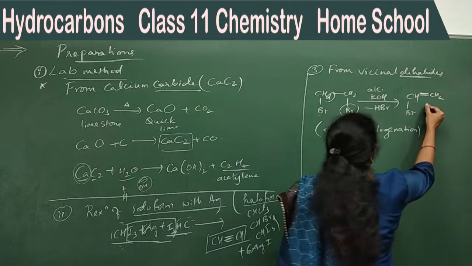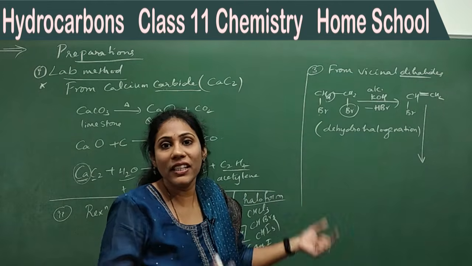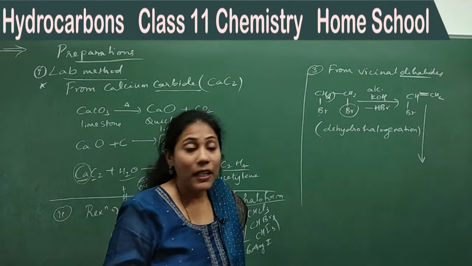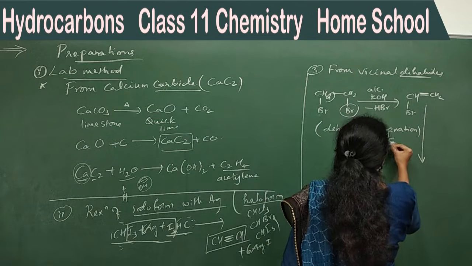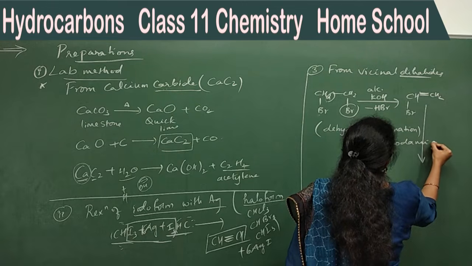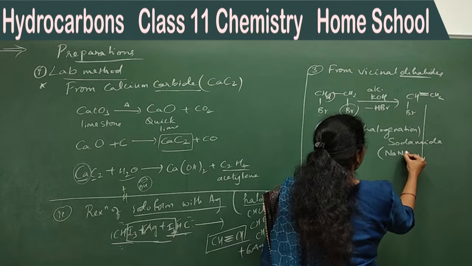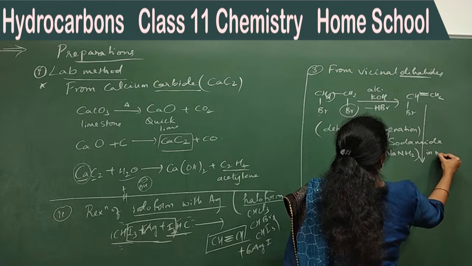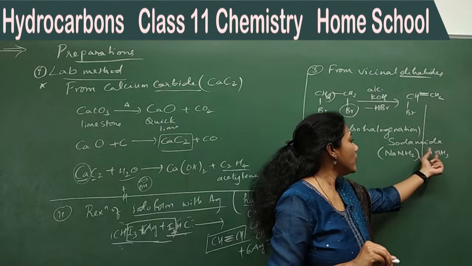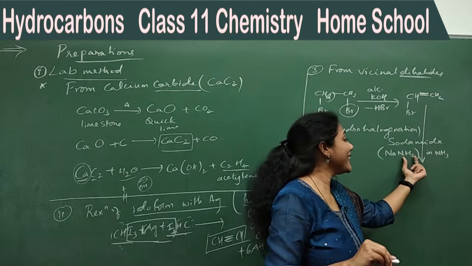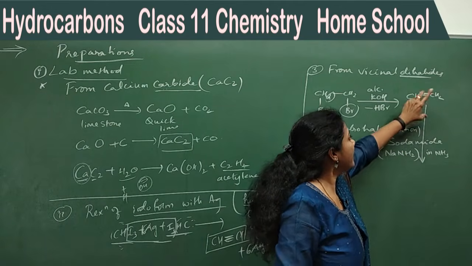Now I will do the second step of dehydrohalogenation. One more step, I will conduct the same reaction again. But here I can use another base which we call sodamide. Sodamide is also a strong base, that is NaNH2 in ammonia. Sodamide is nothing but NaNH2. So sodamide in ammonia, when used, can become a really strong base. In presence of this base, again the same step.